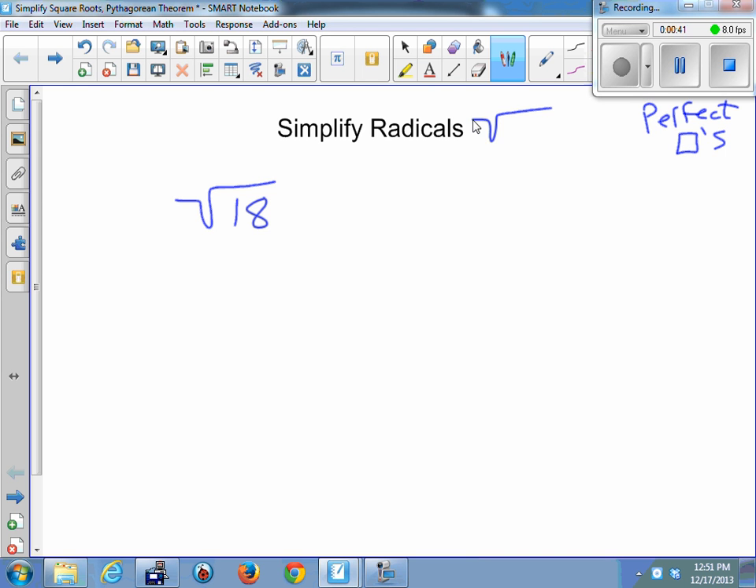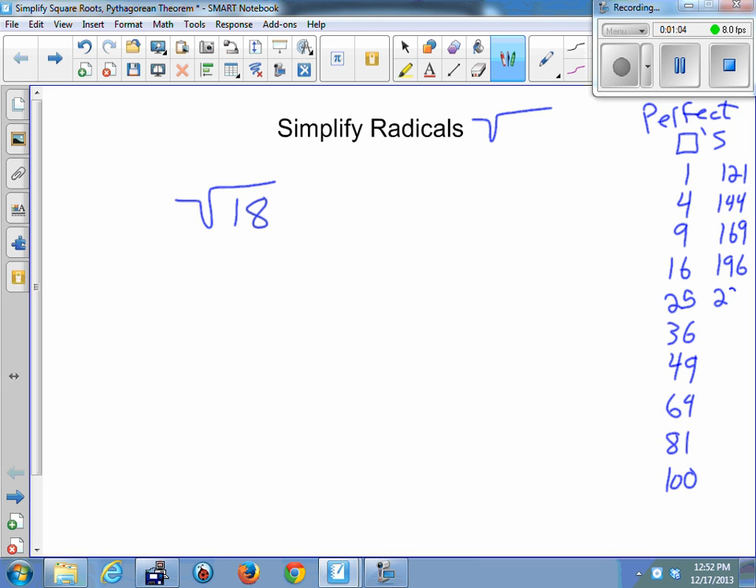are 1 squared, which is 1, 2 squared, which is 4, 9, 16, 25, 36, 49, 64, 81, 100, 121, 144, 169, 196, 225, 256, 289, and so on and so forth. So these are the ones that we're looking to divide into.